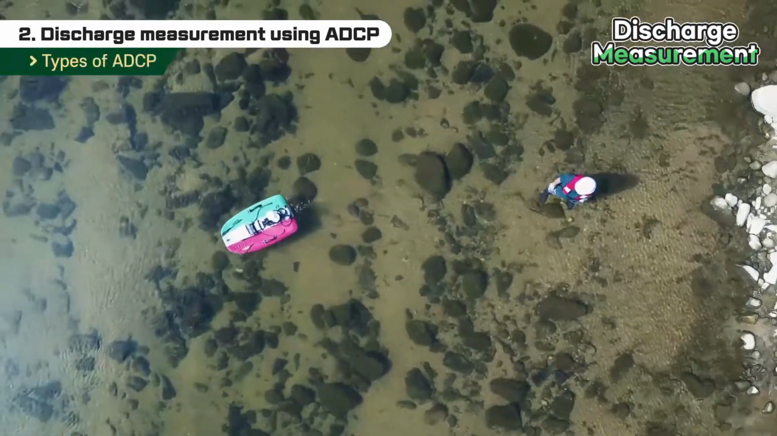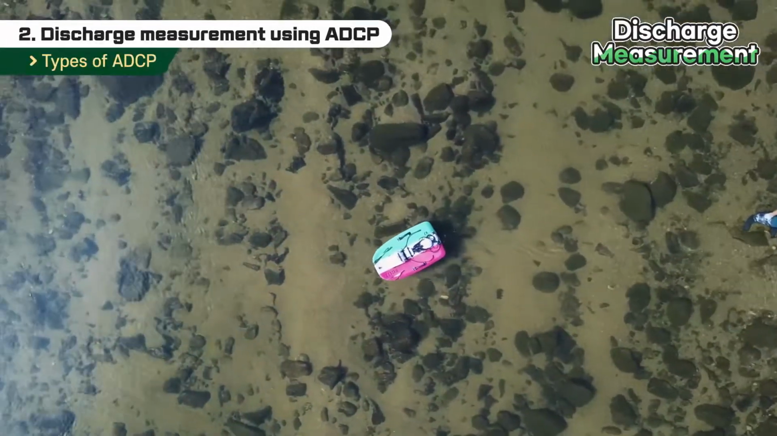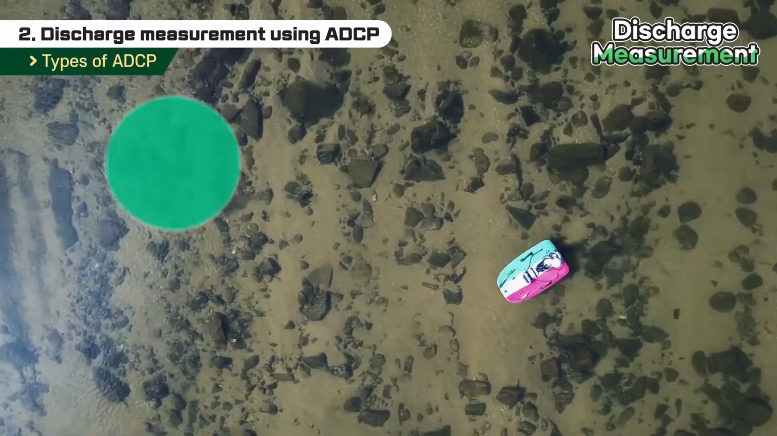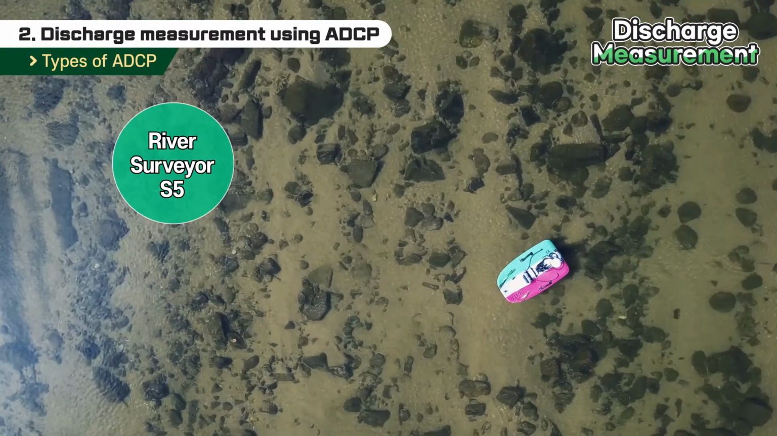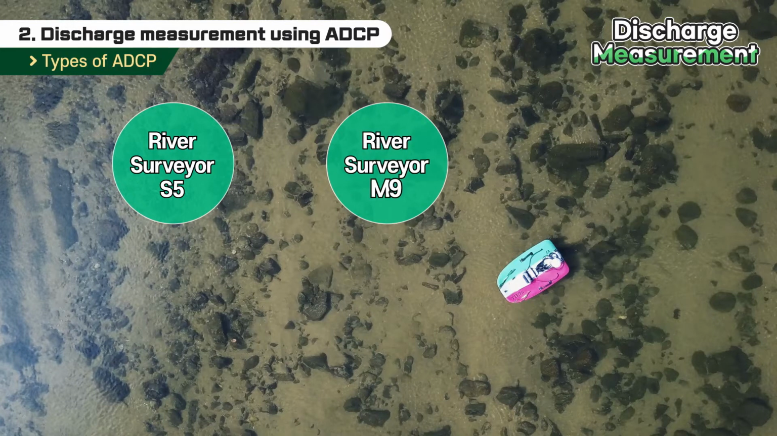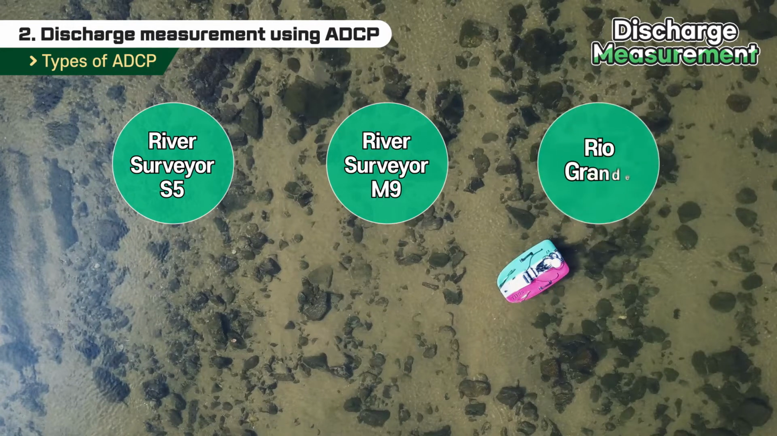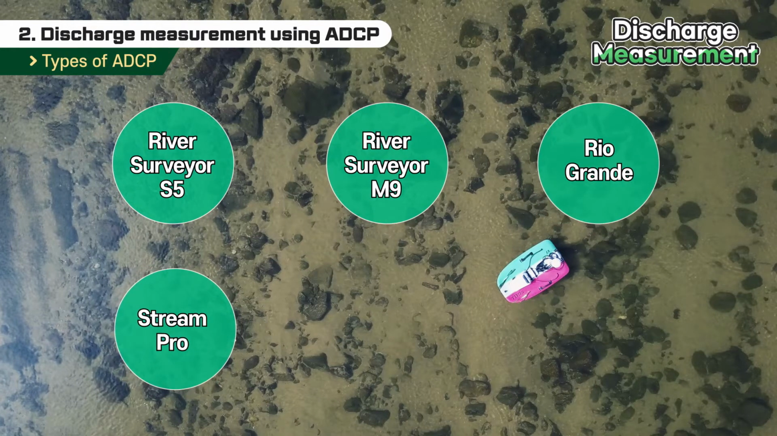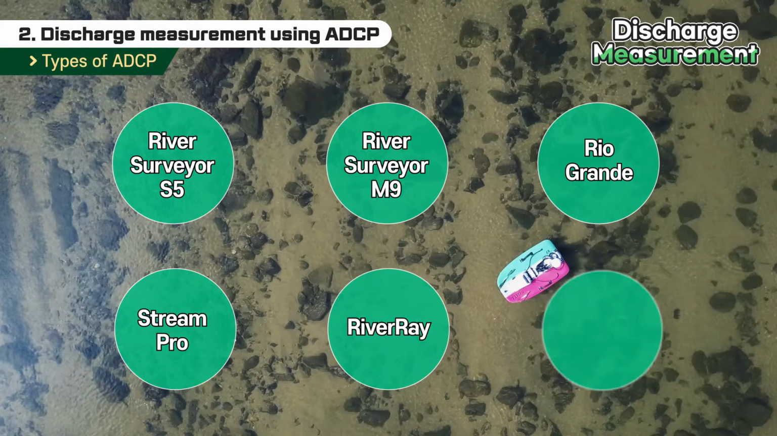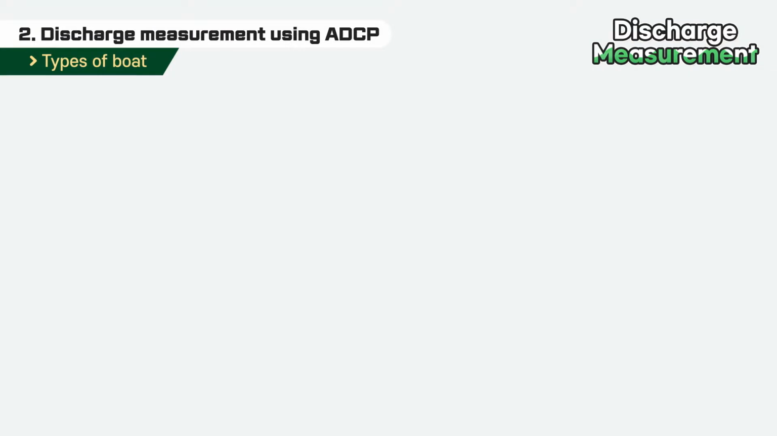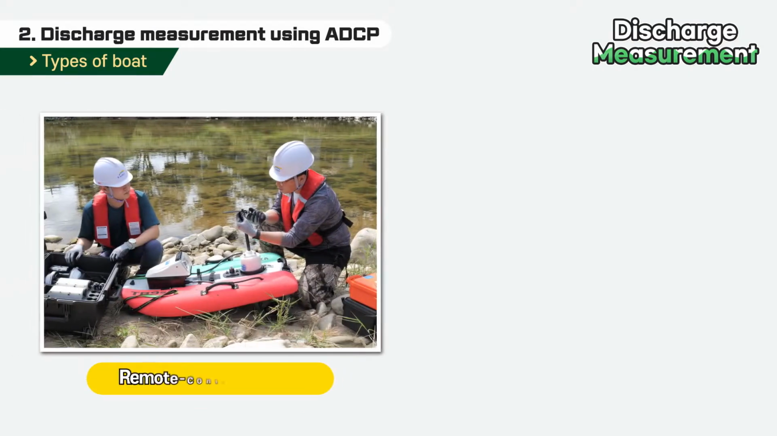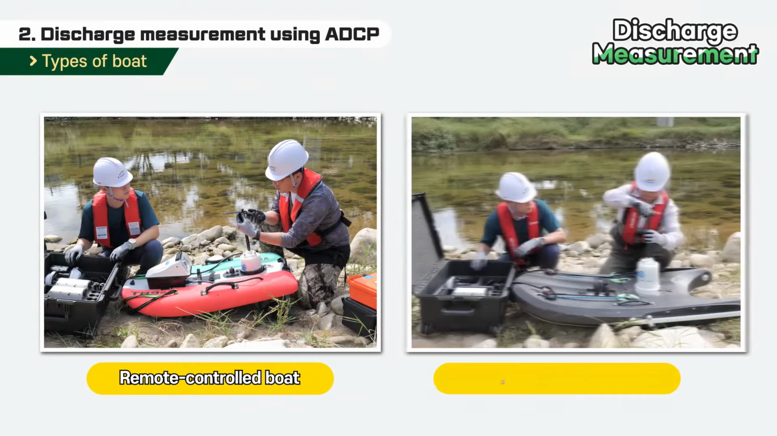For the ultrasonic current meter, ADCP, there are various types: River Surveyor S5, River Surveyor M9, Rio Grande, Stream Pro, River Ray, and River Pro. Boat types that can use ADCP are remote-controlled boats and boats for towing.